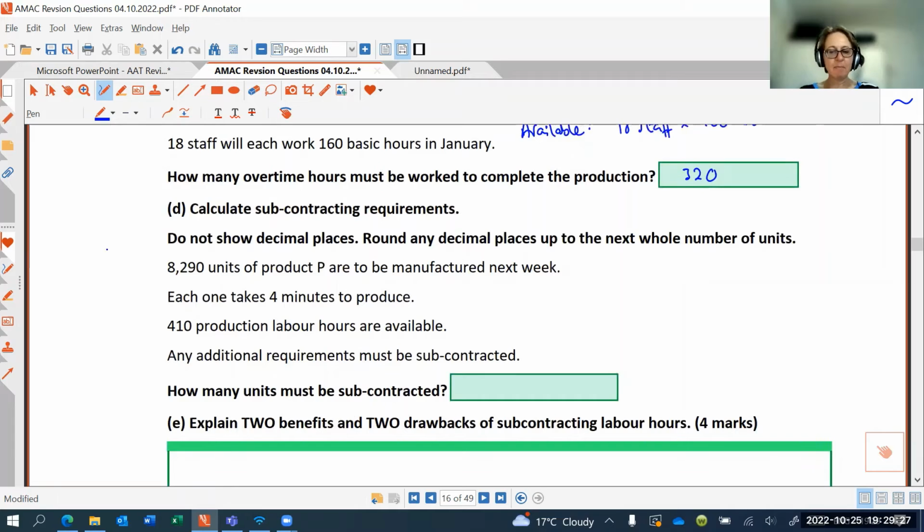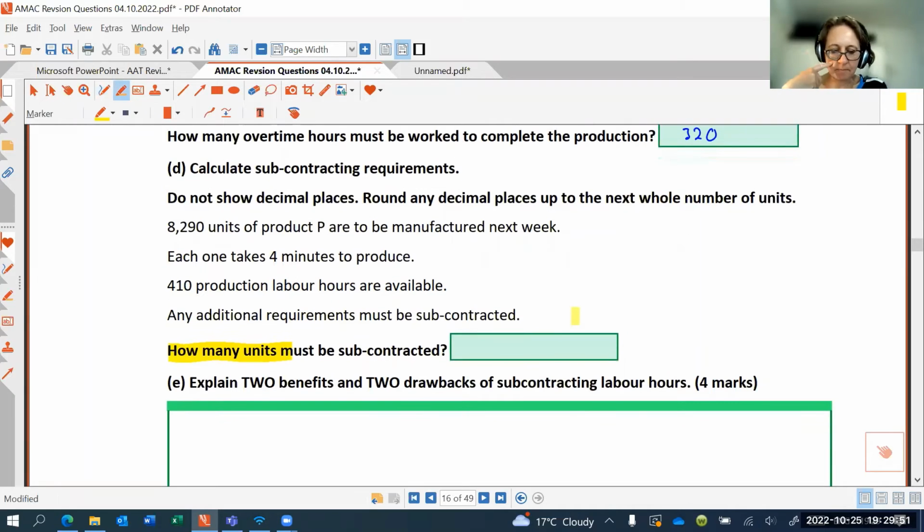Part D then. Part D says, can we calculate subcontracting requirements? Do not show decimals. Round any decimals to the nearest whole number. Okay, same instruction we've been having with the other parts. And this one wants to know how many units must be subcontracted. So my answer is going to be in units.